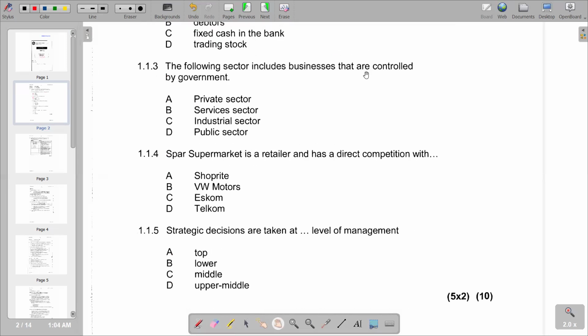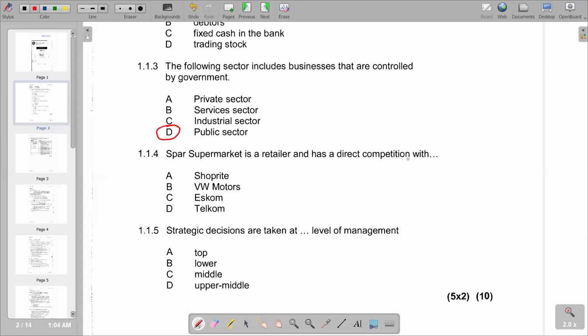1.1.3: the following sector includes businesses that are controlled by government. If you check, there is the private sector, service sector, industrial sector, and the public sector. We know that the public sector is the one that is controlled by the government. When it's private, they are controlled by individuals, not the government. So basically, that's what we have. Go to the next part of the question.